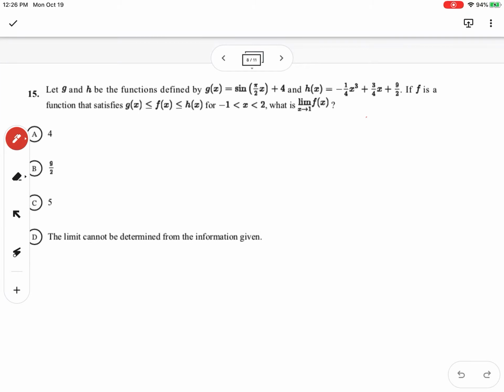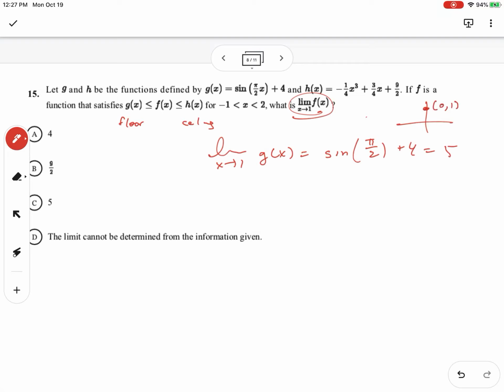All right, and then the final one. Okay, so let g of x... Okay, so this is my floor, this is my ceiling. So this looks like a squeeze theorem problem to me. What is the limit as x goes to 1 of f of x? So what I can do is find the limit as x goes to 1 of g of x, which is sine of pi over 2 plus 4, which is equal to 5, right?